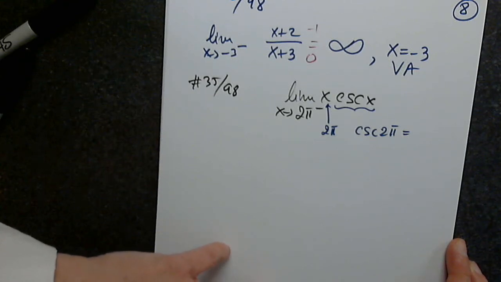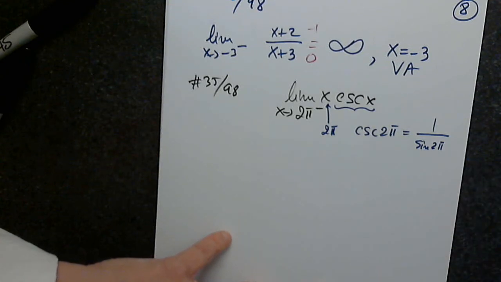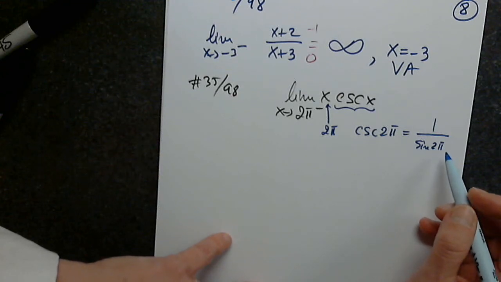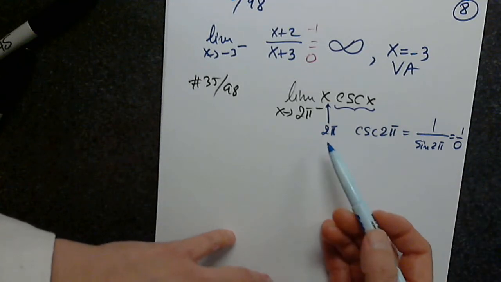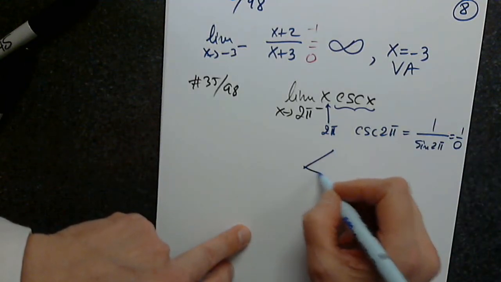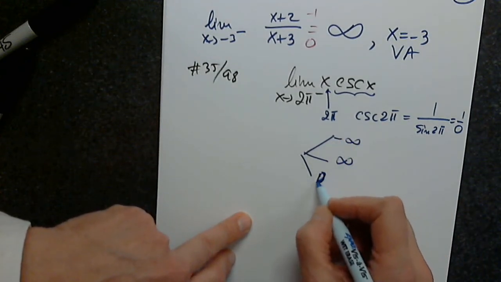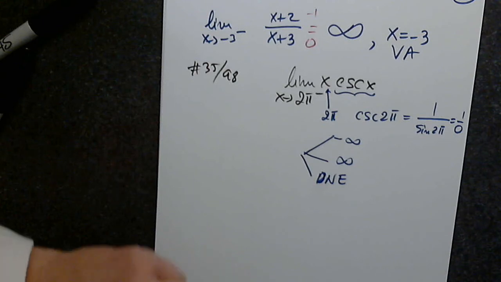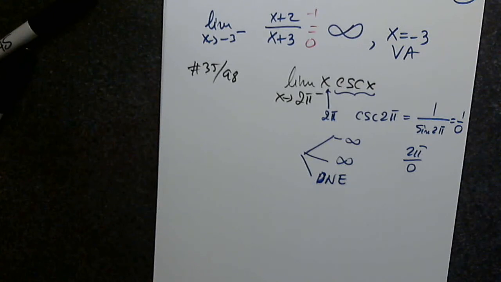What does cosecant equal to? Very good. Excellent. So can anyone give us sine of 2 pi? Yes. So this will be 1 over 0. 1 over 0 times 2 pi is still 2 pi over 0. So I know that this situation is either negative infinity or DNE. Very good. So we have 2 pi basically over 0. Who cares? It doesn't matter. The number at the top doesn't count.